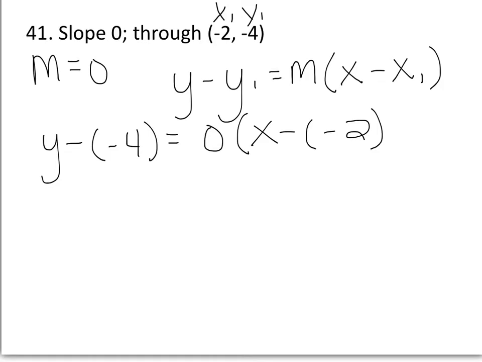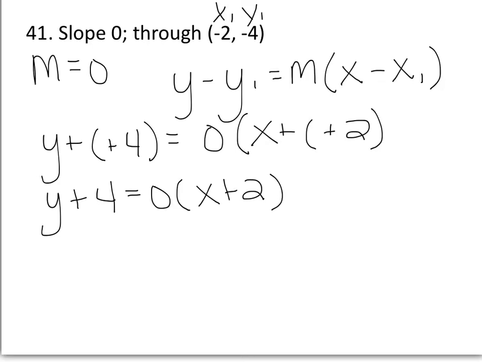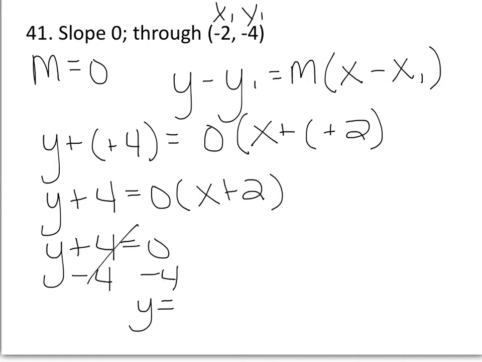which is -2. Add a line, change a sign. You get y plus 4 is equal to 0 times x plus 2. Well, 0 times anything is 0, so we get y plus 4 is equal to 0. Subtract 4 from both sides. You get y equals -4. And that is your equation of a line.